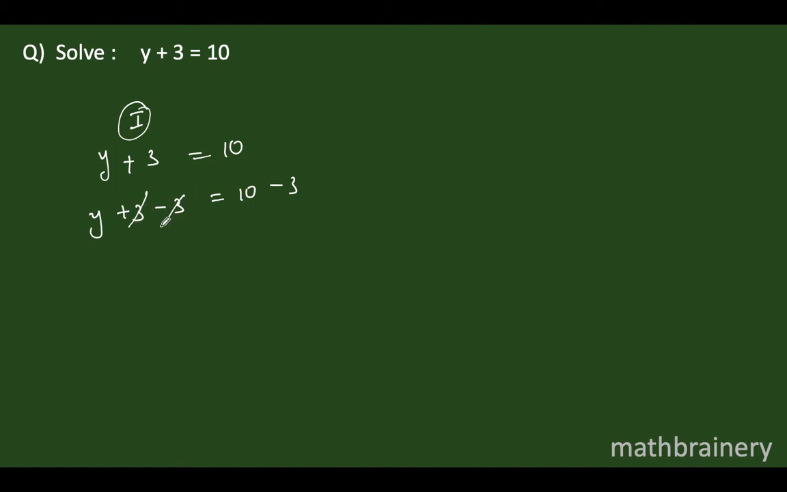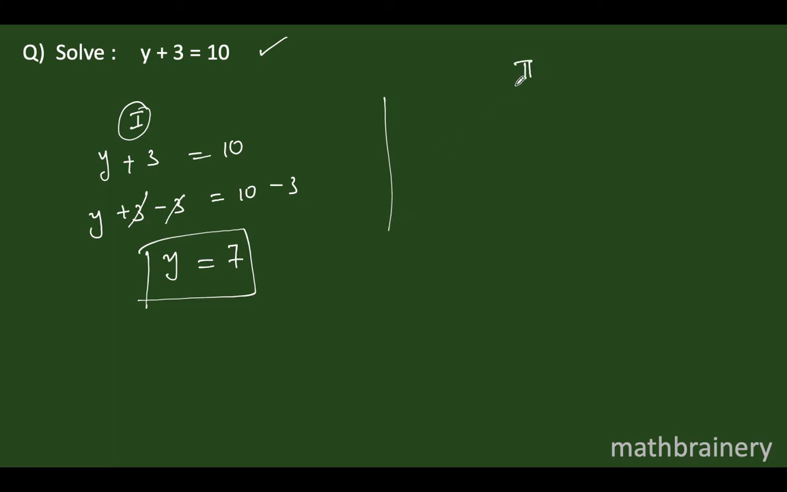Plus 3 minus 3 will be cancelled. Y must be equal to 10 minus 3. What is 10 minus 3? It is 7. Alright. So, y plus 3 is equal to 10 has a solution as y is equal to 7. You can substitute it in this. 7 plus 3, is it 10? Yes, it is 10 of course. So, y is equal to 7 is a solution to this given linear equation.